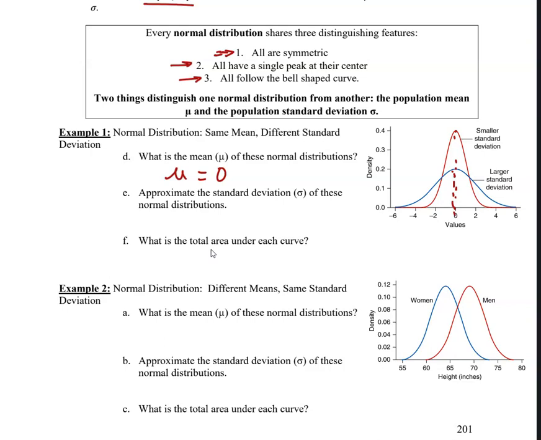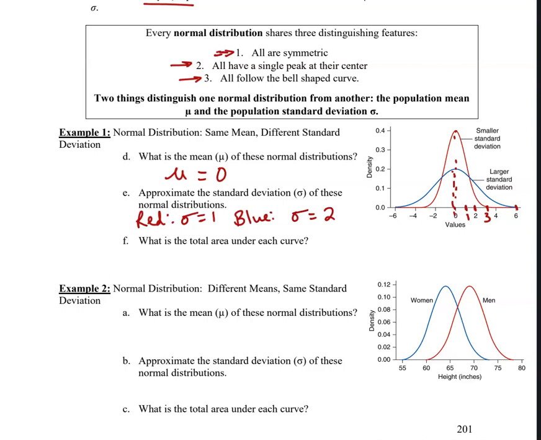So the one in red, let's see, it looks to me like it's got a standard deviation. If this is at 2, this would be at 1, and this would be at 3. So it looks to me like the standard deviation for the one in red would be 1. The one in blue, notice that it goes all the way out to 6 before it hits that third standard deviation. So that means that the standard deviation for that one would be 2.